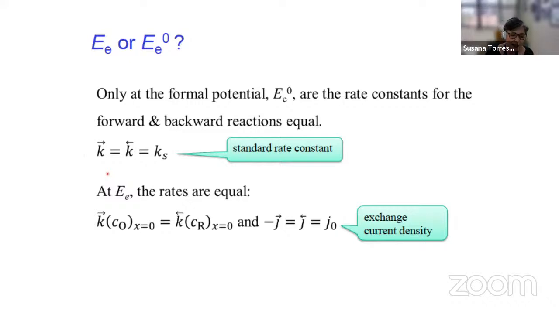At the equilibrium, the rates are equal. That's to say that we have this. So at the equilibrium, we have the negative current and the positive current. That is to say, the forward current and the backward current are equal to what is called the exchange current density, but the net current that passes is zero. But we are going to speak a lot more about this. What happens when we have the formal potential and both rate constants are equal is denoted as the standard rate constant.